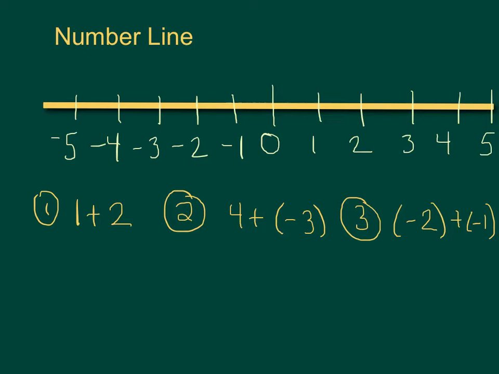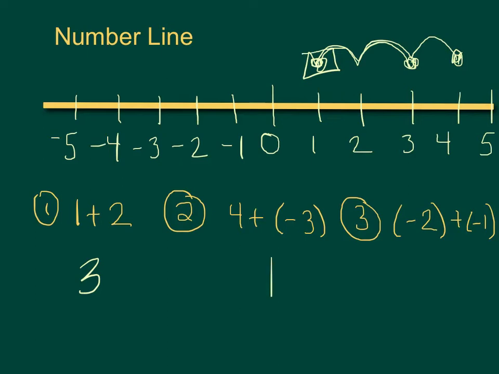So number 1, 1 plus 2. I mean, we all know that 1 plus 2 is 3, but if you start at 1 and you add 2, you go 2 spots to the right, and it ends at 3. That's why 1 plus 2 is 3. Let's start with number 2 then. 4 plus a -3. Well, you start at 4. Now when you add a negative, you're actually going to the left 3 spots. So 1, 2, 3, and you end up right here at 1. So 4 plus a -3 is 1.